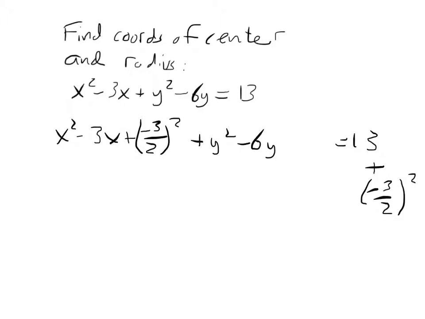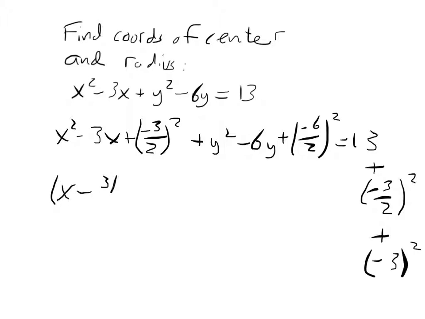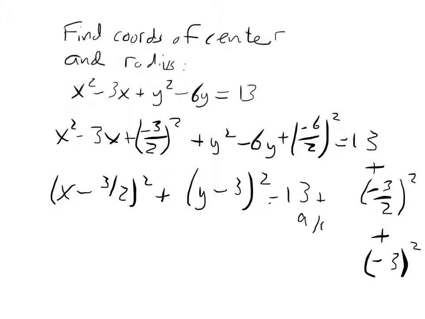How about for the y's? I would take half the coefficient of the linear term, which would be negative 6 over 2 quantity squared. And I've got to add that as well onto the other side. That's negative 3 quantity squared. So go ahead now. This is then going to factor to x minus 3 halves quantity squared plus y minus 3 quantity squared equals, well, I have my 13, and then I've got plus a 9/4 and plus a 9.